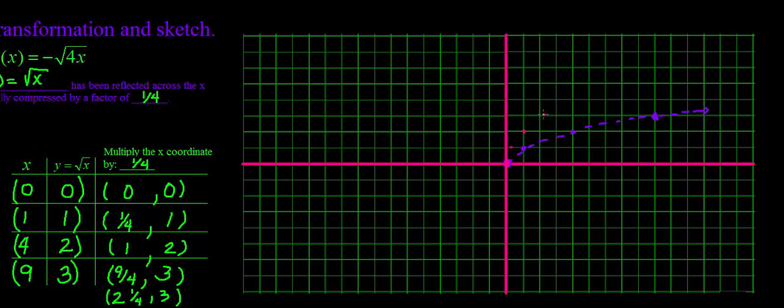There you go. So you can see that horizontally, this parent function has been compressed. All of its x coordinates have moved closer to the y-axis. So there you have the compression. But this is not my final graph, so this is why I'm sketching it with a dashed line. For my next operation, I can't forget this reflection here. So that's the last thing I'm going to do.